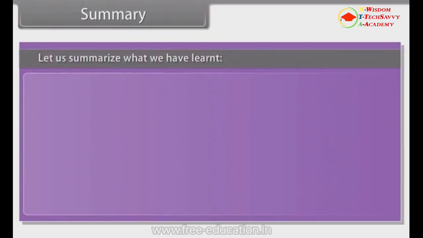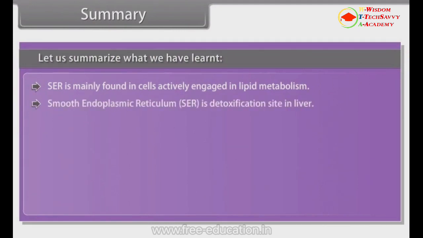Summary. Let us summarize what we have learned. SER is mainly found in cells actively engaged in lipid metabolism. The smooth endoplasmic reticulum, SER, is the detoxification site in liver. The organelle connected with lipid synthesis is SER.